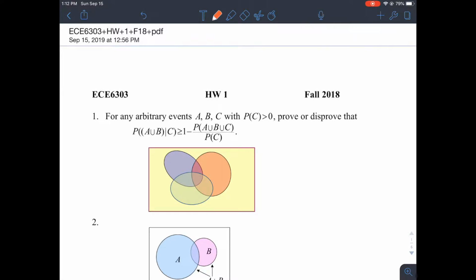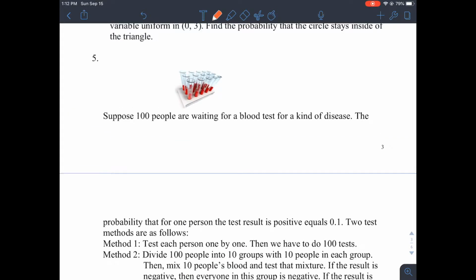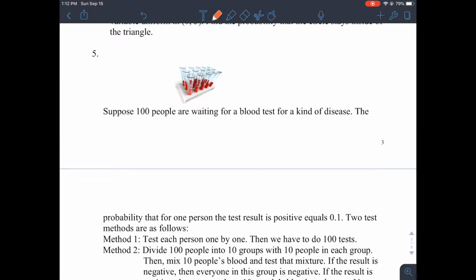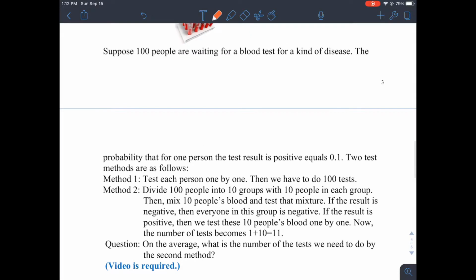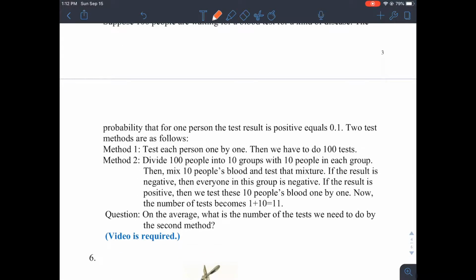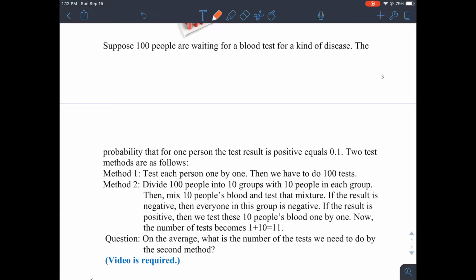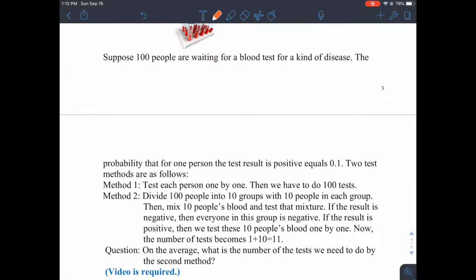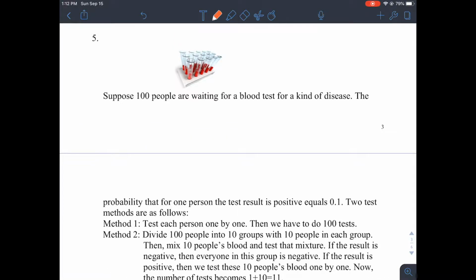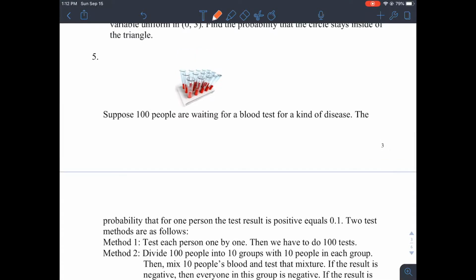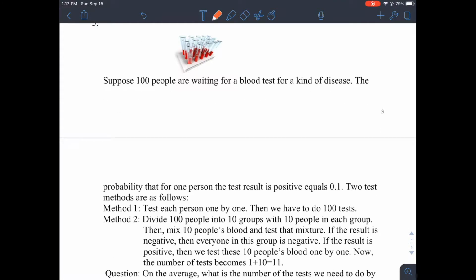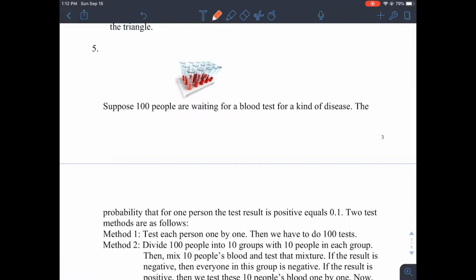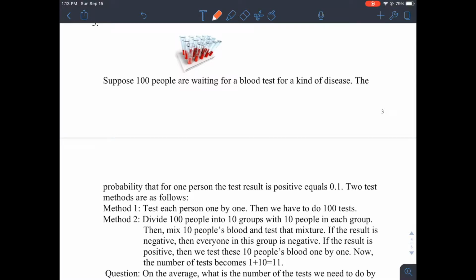This is ECE6303 homework 1. This question is to test how much we have learned about the probability of combination of events. The first thing we want to do is analyze the problem, and then I will give the detailed solution. From the question we can extract some information.